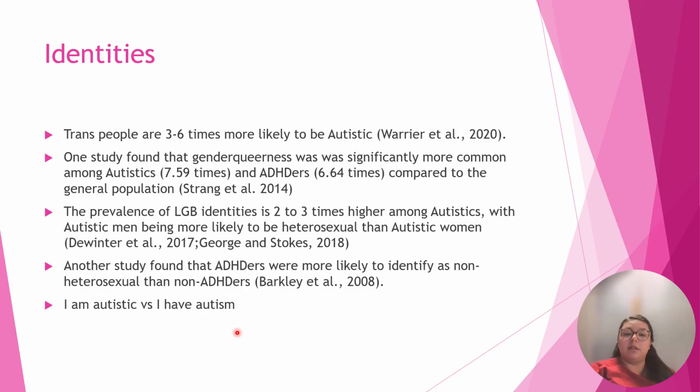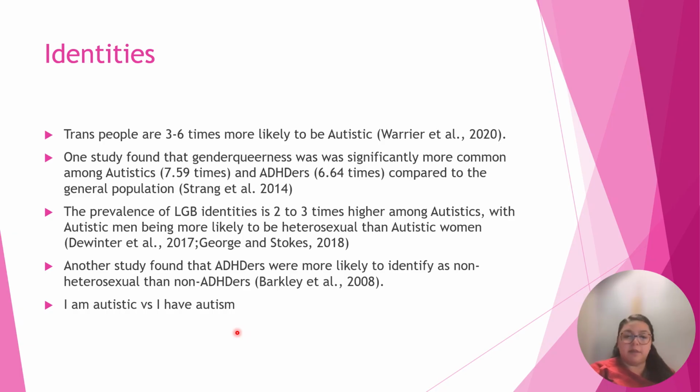Moving on to the section on identity. Trans people are 3 to 6 times more likely to be autistic. One study found that genderqueerness was significantly more common among autistic people. And so here it's even describing someone as autistics, and I'm saying autistic people. My typical way of describing something is saying people with something, and so that may be just a change for myself as well.